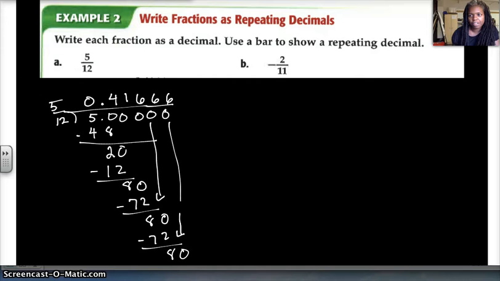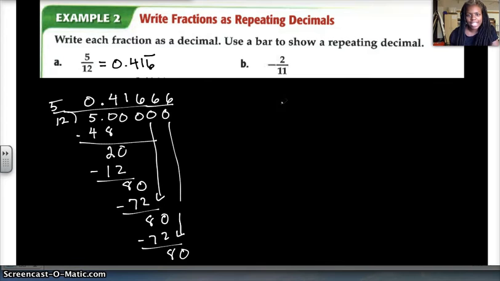So the answer here, let me use a black pen so you can see it. The answer here is 0.416 with the repeating bar, or with the bar notation over top, just the 6, because that's the only thing that repeats. Does that make sense? Let's take a look at this next one.